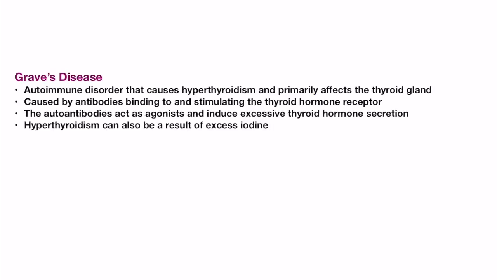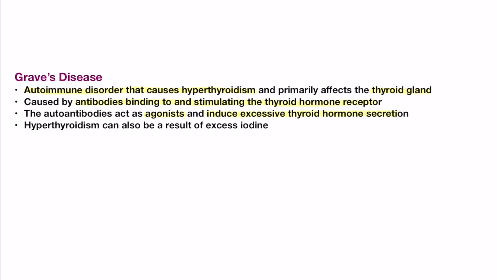Another common autoimmune disease is Graves' disease, which causes hyperthyroidism. Graves' disease primarily affects the thyroid gland. It is caused by autoantibodies that bind to and stimulate the thyroid hormone receptor. These autoantibodies act as agonists and induce excessive thyroid hormone secretion. Hyperthyroidism can also be a result of excess iodine.